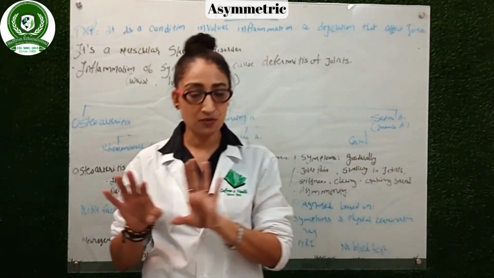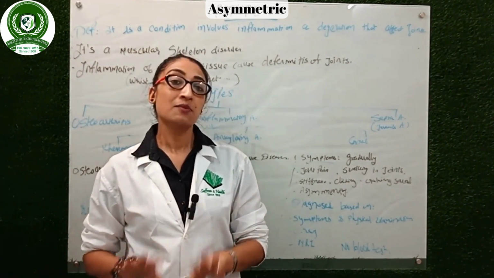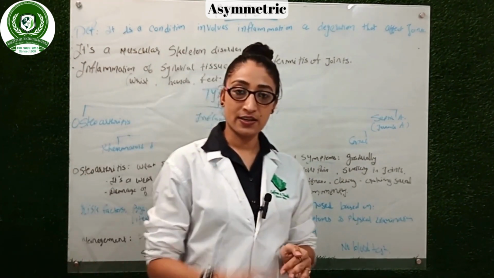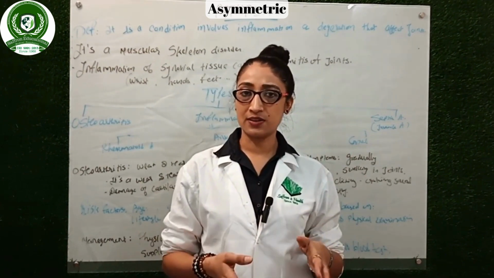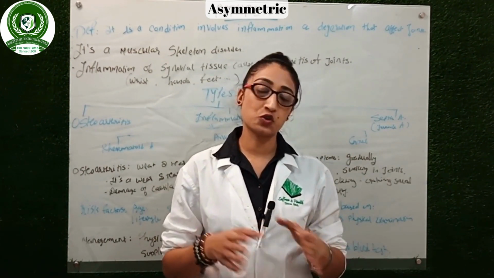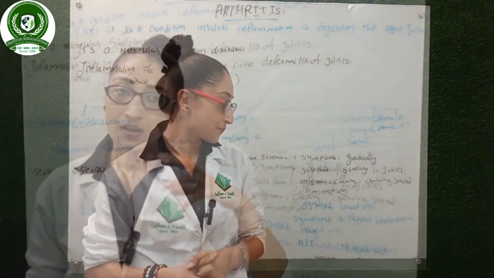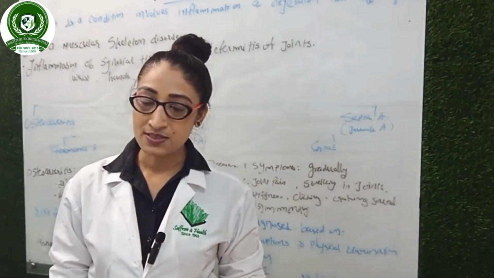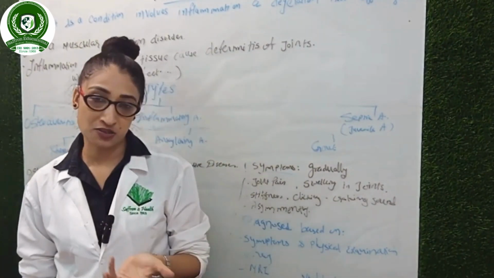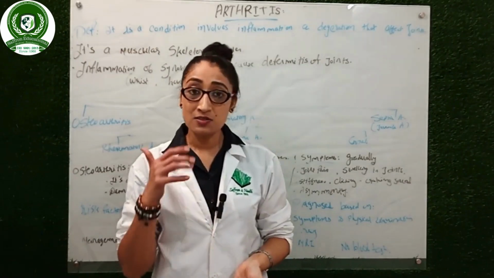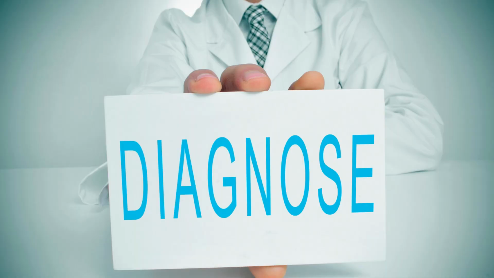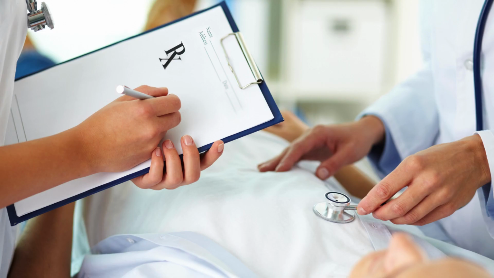In some cases on both sides, both knees generally, but generally osteoarthritis occurs on a single side only. That is the major difference between osteo and rheumatoid arthritis, right? Now you understood the symptoms. Let's see how you diagnose the problem. Because if you diagnose the problem properly, then only you can treat the problem.